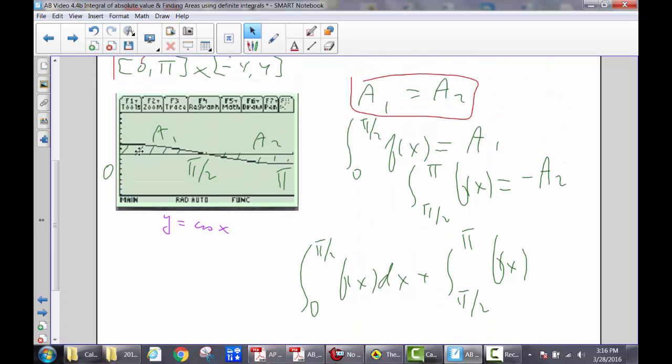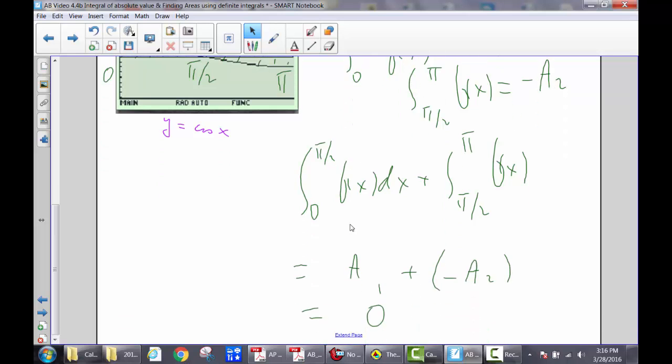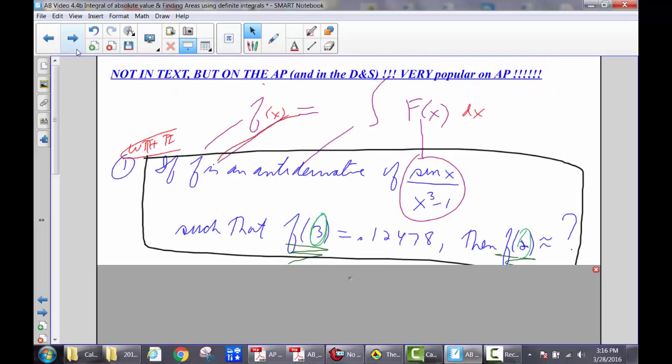If you let them both have the same area, the integral from 0 to pi over 2 is a1, but the integral from pi over 2 to pi is negative a2 because it's below. And therefore, when you add a1 plus negative a2, you're going to get 0 because a1 equals a2.